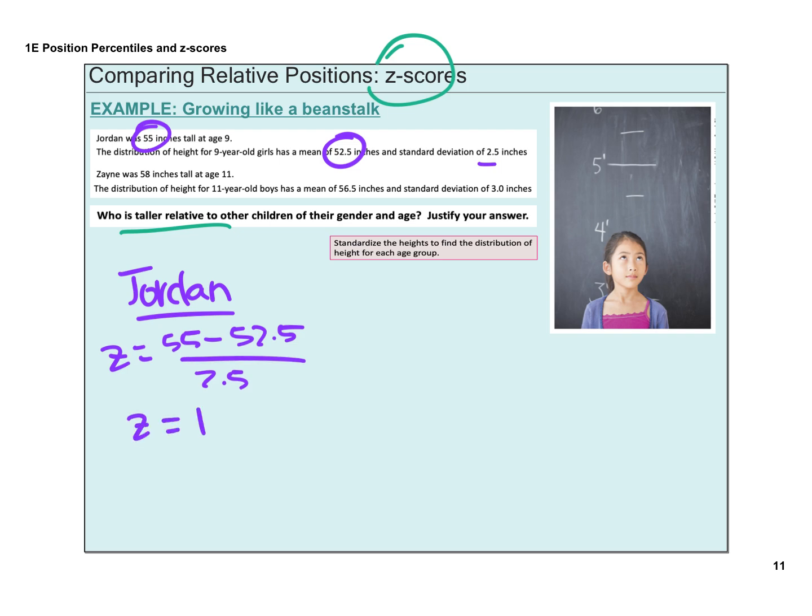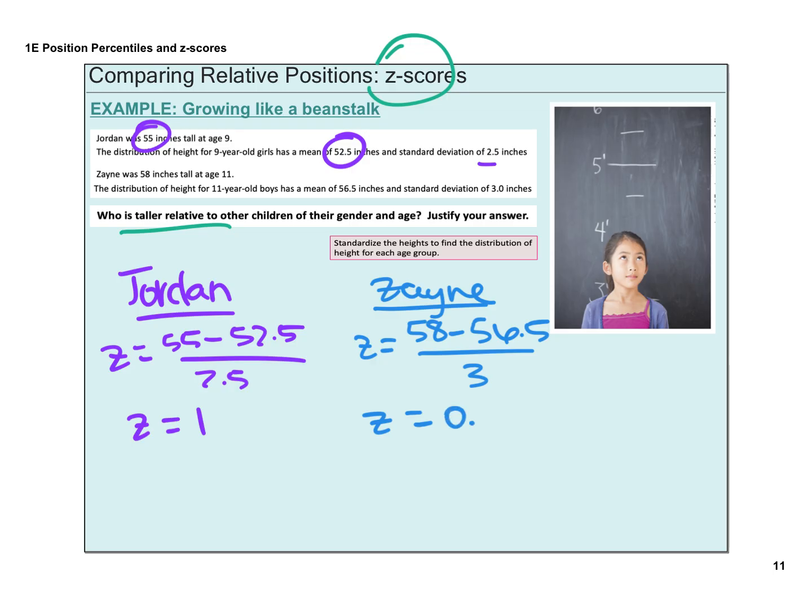And if I come over and look at Zane, Zane's z-score looks like 58 minus 56.5 divided by 3. That's going to be 1.5 divided by 3. I can see it in my head already, but I'm going to do it in my calculator just because sometimes it's good to check. So 58 minus 56.5 is 1.5. 1.5 divided by 3 is 0.5 for my z-score. Oops, not 0.2, 0.5. So 0.5 for my z-score there.